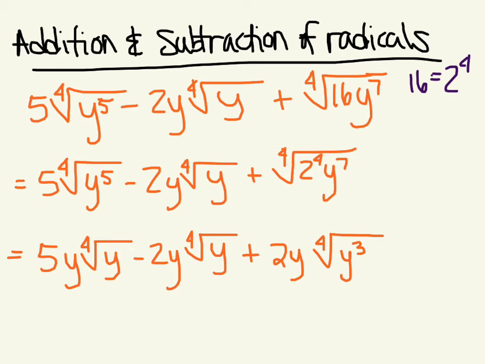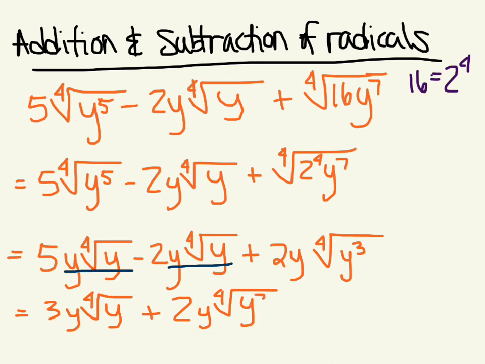More specifically, what makes them like terms is that they both have y 4th root of y. So we can think of this whole y 4th root of y as its own x, or even, bananas. I have 5 bananas minus 2 bananas. That's going to leave me with 3 bananas, or in this case, the banana is y 4th root of y, and then plus the 2y 4th root of y cubed.